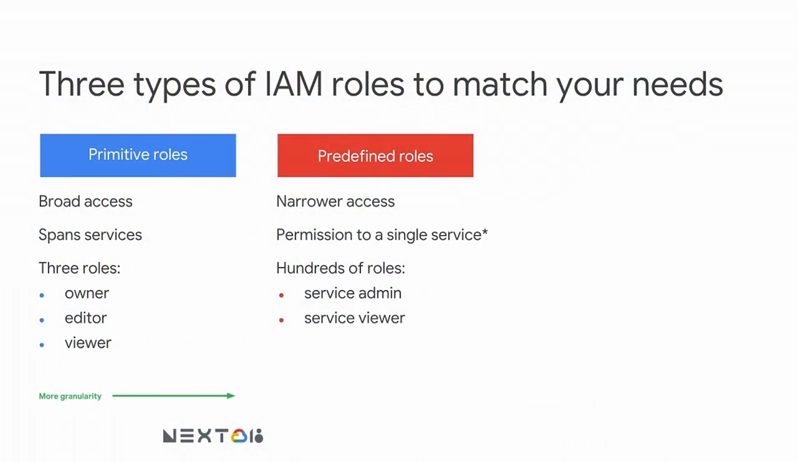Instead, you should use predefined roles. They are narrower. They group things normally bound per service. And there are several hundreds of these predefined roles that Google has defined, that we think belong together to accomplish certain tasks. There are a few patterns there, where basically every service has an admin and a viewer predefined role.